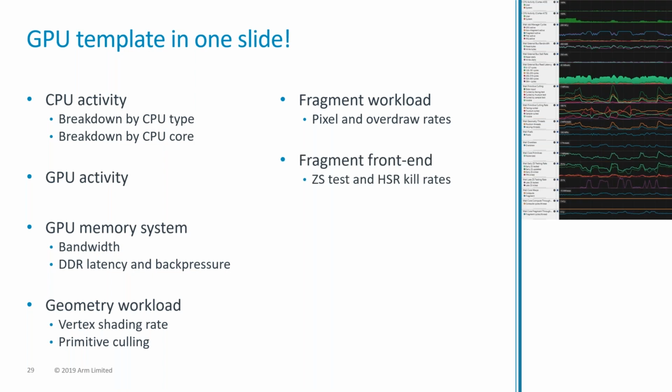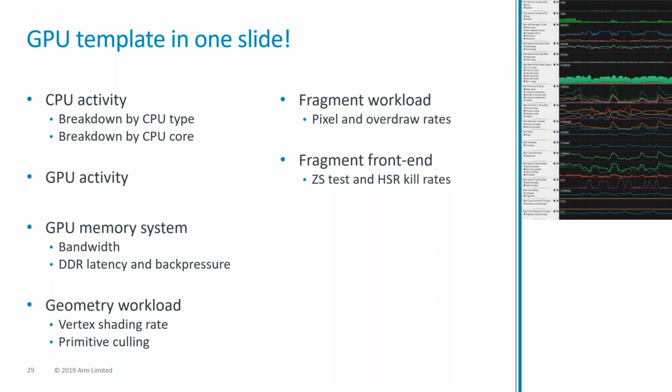We then look at the fragment front-end units. So we rasterize your triangles into fragments that are going to get run through the shader program. And there's a number of behaviors that are important in that front end that an application has control over. The first one is ZS testing. So how many things are being killed by depth and stencil testing? Are things being ZS tested? Are they being killed? Are they being removed by our hidden surface removal scheme, forward pixel kill?